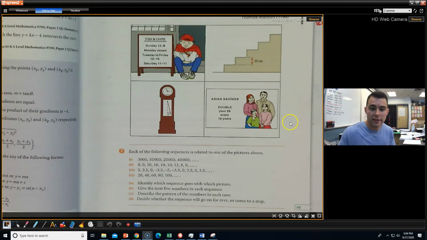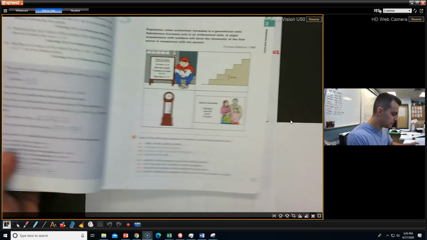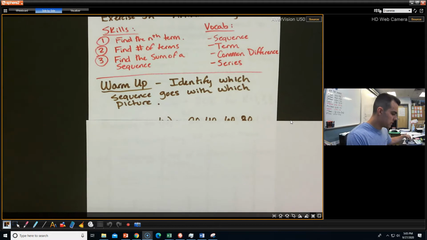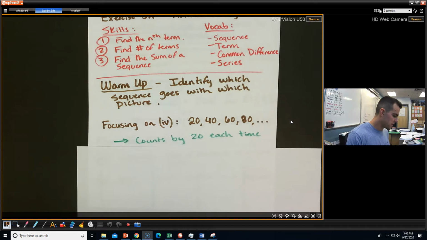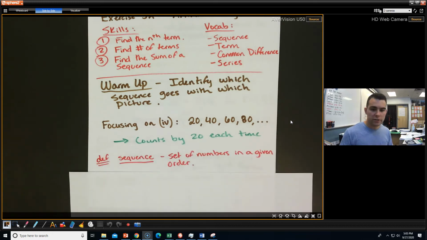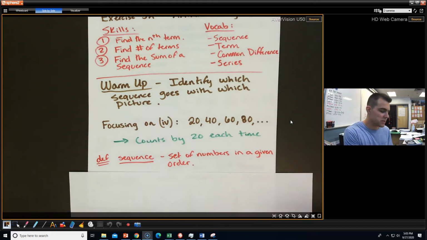I'd actually like to take a closer look at that fourth sequence. Thank you, book. Let's take a gander at this guy. The pattern we notice is that it's adding 20 every single time. It's pretty easy to see. So this describes a sequence. A sequence is a set of numbers in a given order, right? That's all this is to us, but it's also a special type of sequence, which we'll get into in a little bit.